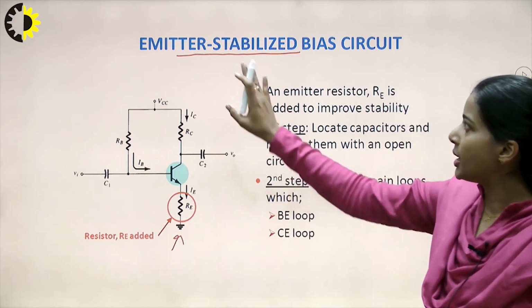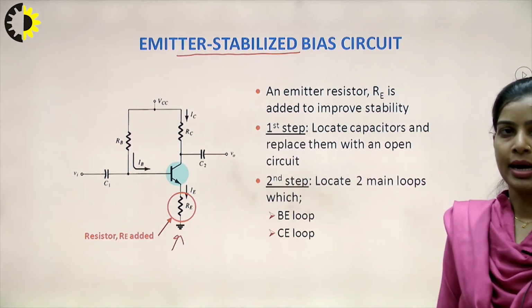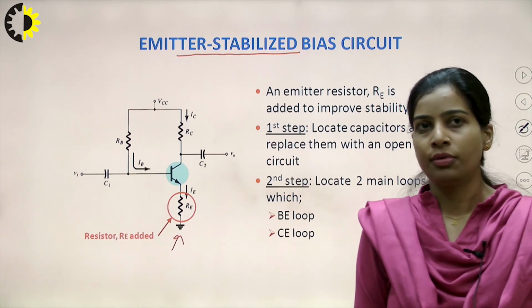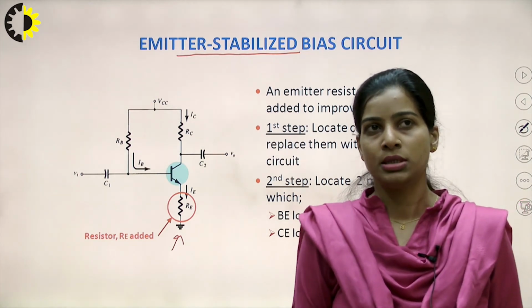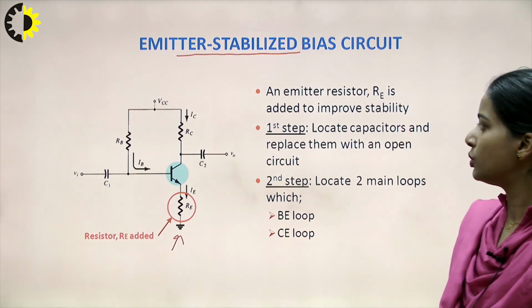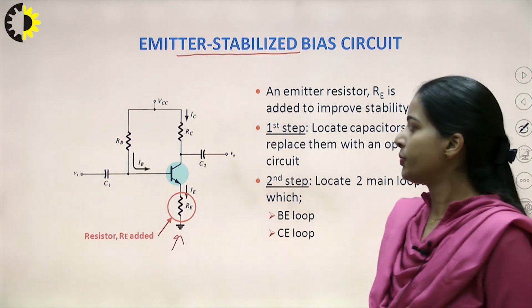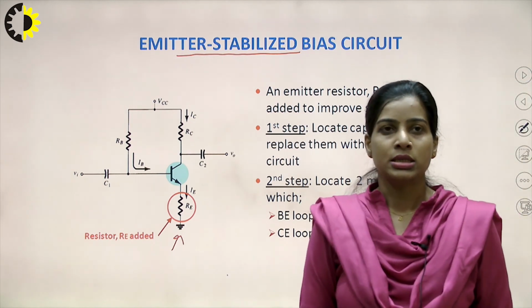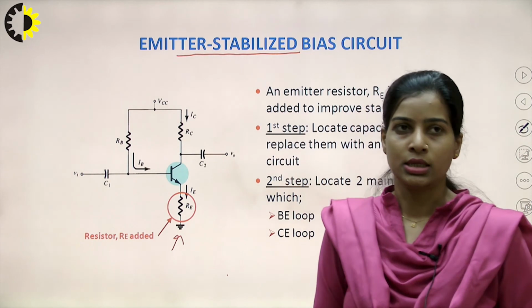So it is named the emitter stabilized bias circuit, which has an improved stability factor as compared to the fixed bias circuit. In the detailed analysis, I will discuss this in the next video.